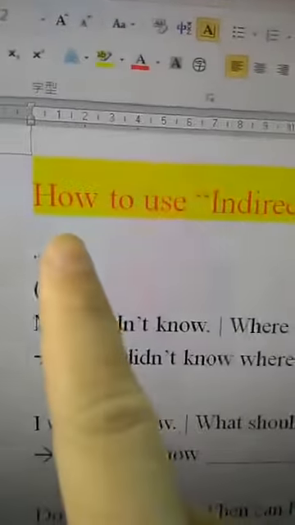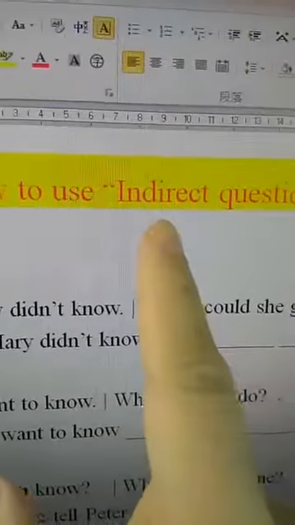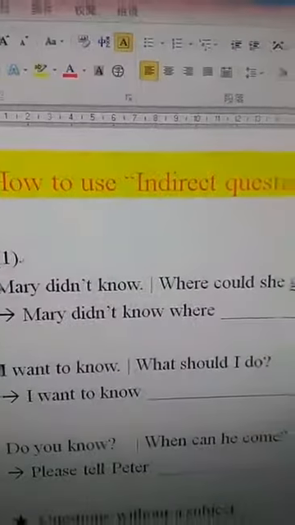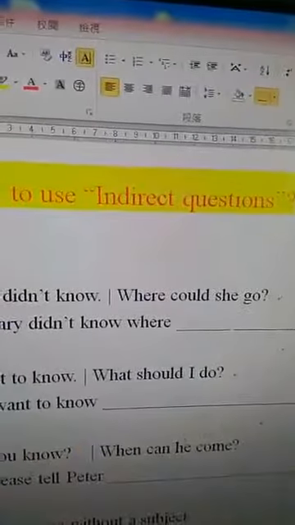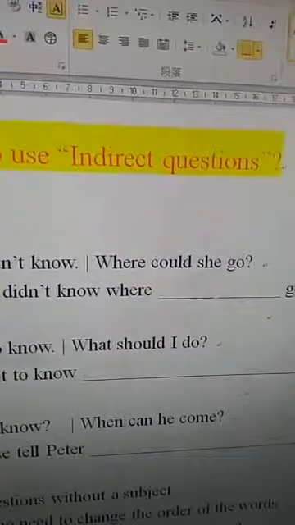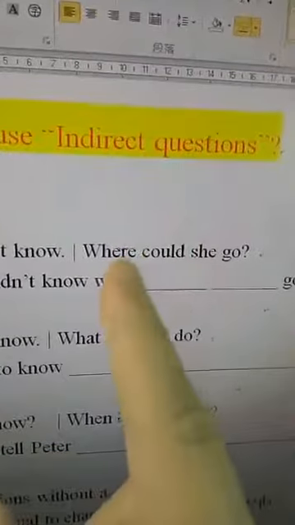And today's topic is indirect question. So let's do it. Okay, I'll switch my camera right now. Okay, viewers and watchers, today I'm going to talk about how to use indirect questions. Okay, and what is an indirect question? Okay, let me give you some examples. Okay, so let's read this sentence first.